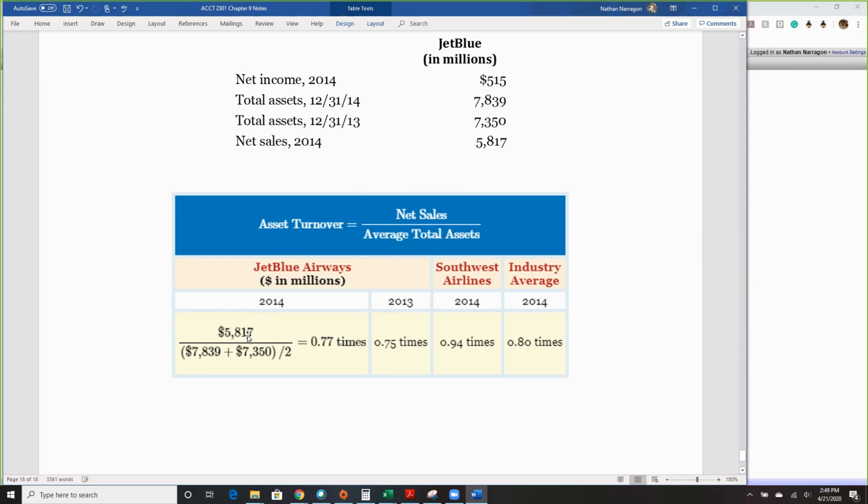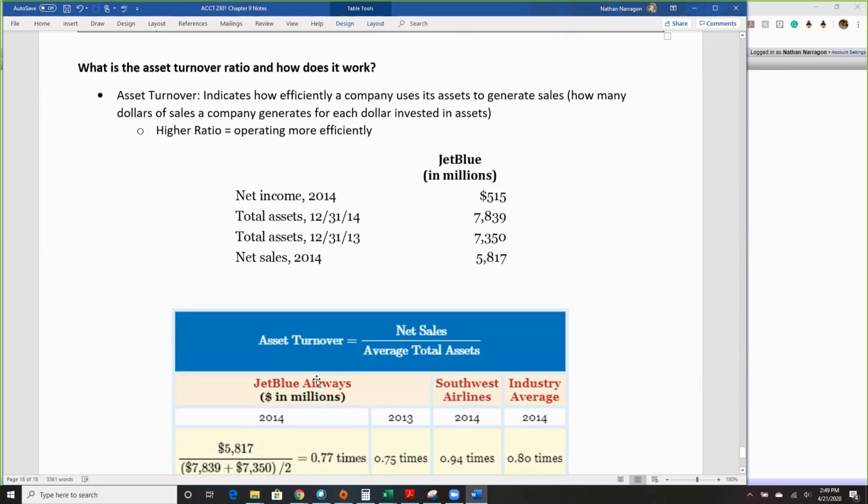So with this, I take my net sales, and again, since it's an average, remember, averages need two numbers. So basically, we add the beginning total assets, then 13, plus our 14 total assets, and divide by 2. Always do that formula first. And then divide into the net sales. So for JetBlue, this is just showing 77 times that our assets are turning over, are basically generating sales.